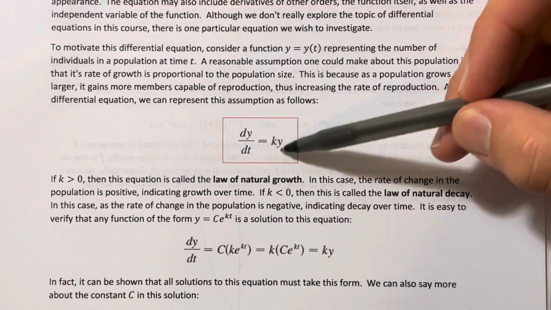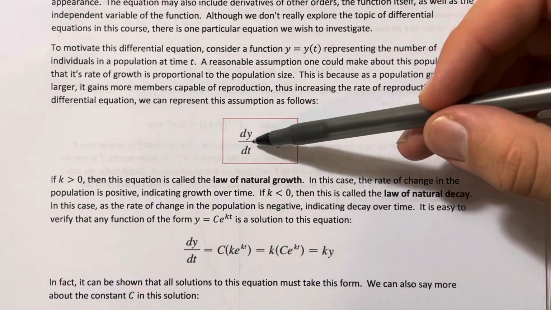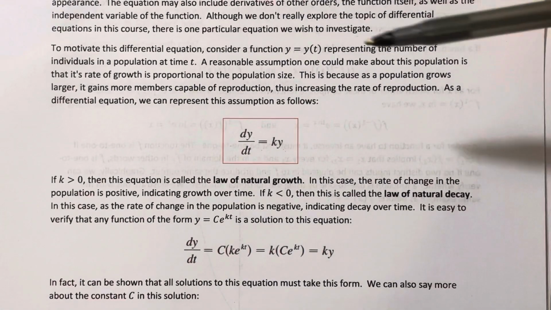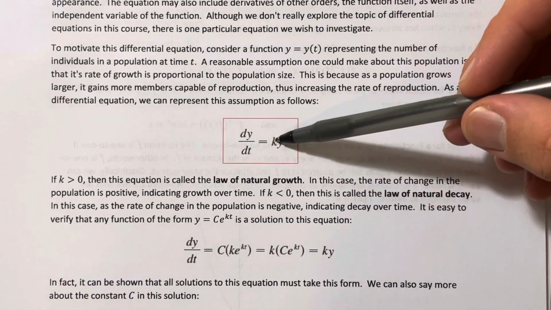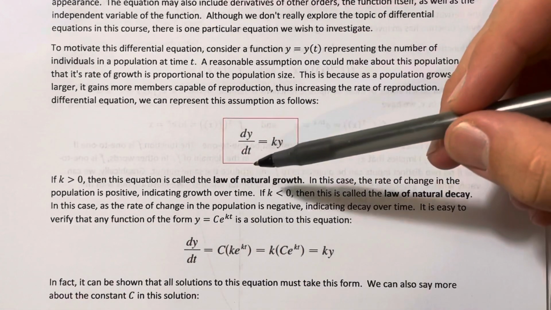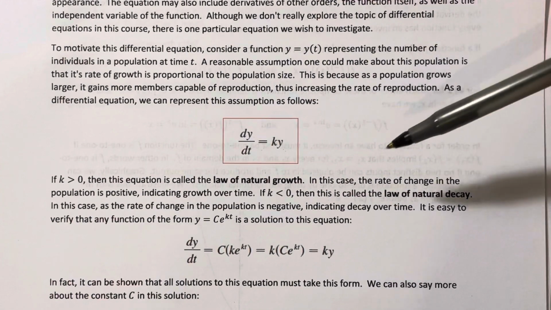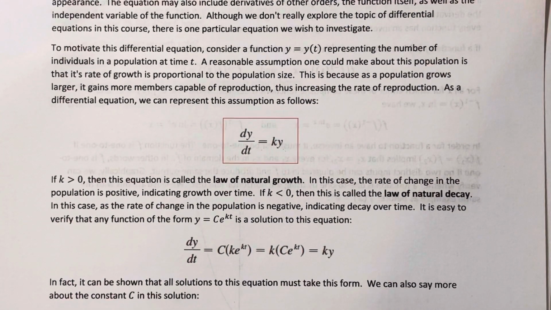So that means that this would be non-negative, which means the rate of growth is also non-negative. As y increases, dy/dt also increases, and that indicates growth in the population. If k is negative, then k times y would also be negative, indicating that my rate of growth is negative. In that case, I wouldn't think of it as growth at all because the population would be getting smaller. And so we call that the law of natural decay whenever k is a negative number.